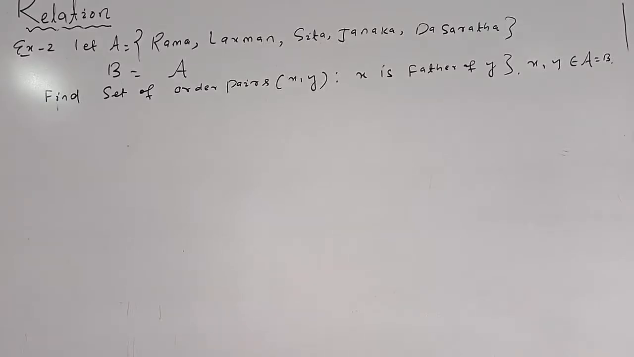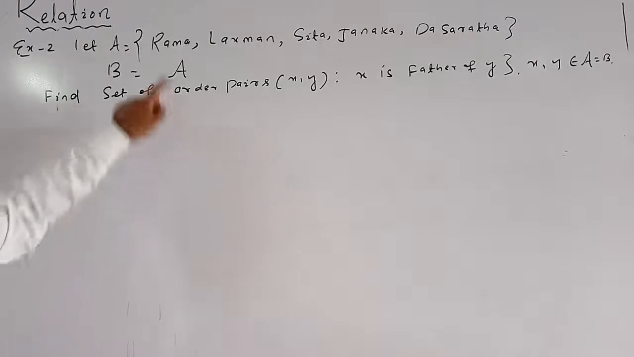So let A is equal to Rama, Lakshmana, Sita, Janaka, Dasharatha, and the B set is also A. Find the set of order pairs x comma y such that x is the father of y. So x is the father of y means here what order pairs are possible in that set.